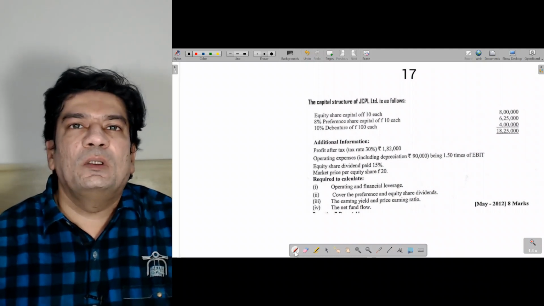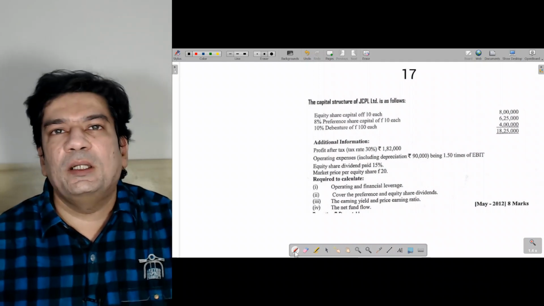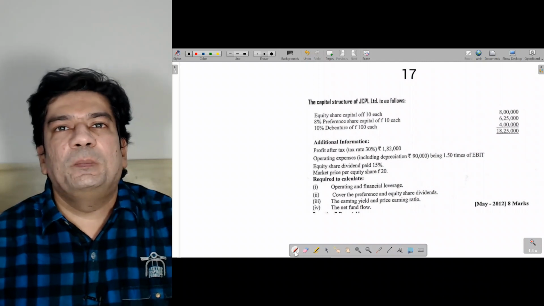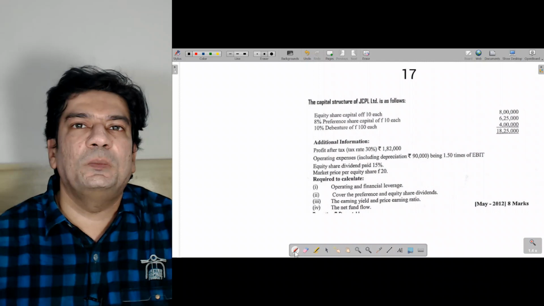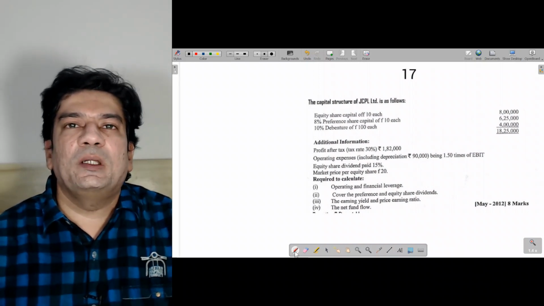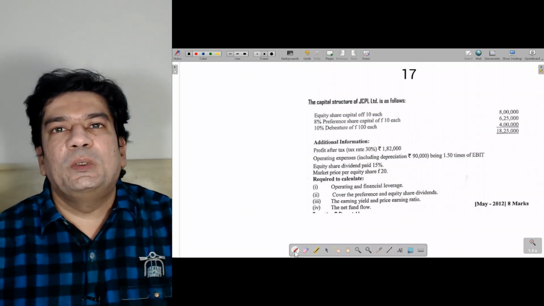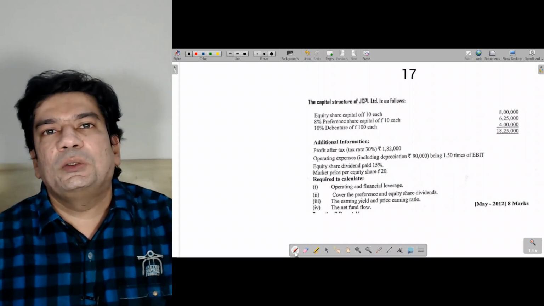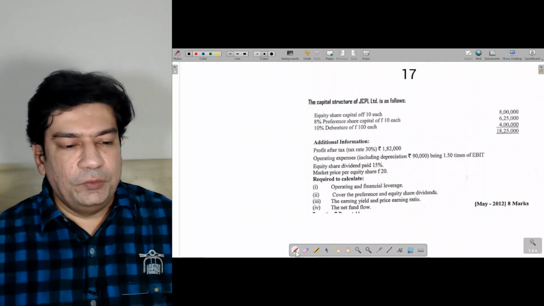So they have given operating expenses. So we are talking about fixed operating expenses, which is fixed cost. Equity share dividend paid is 15%. Market price per equity share is rupees 20. You are required to calculate the operating and financial leverage, the cover, the preference and equity share dividend, the earning yield and the price earning ratio, and the net fund flow. So this is an important question for your exams.